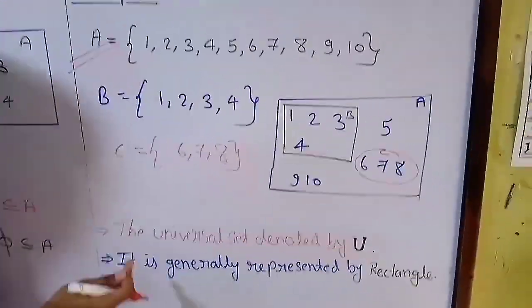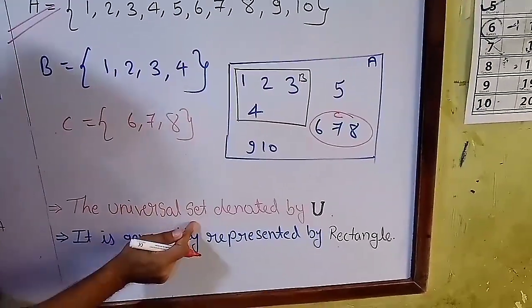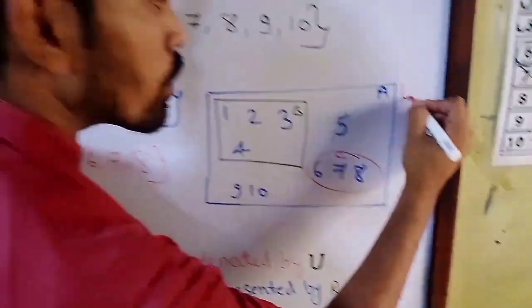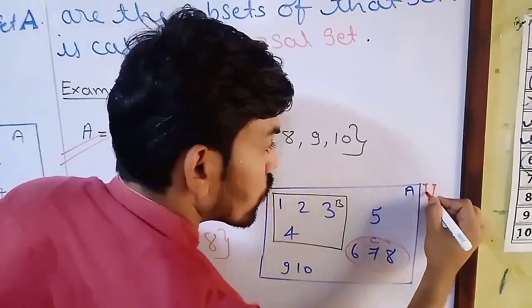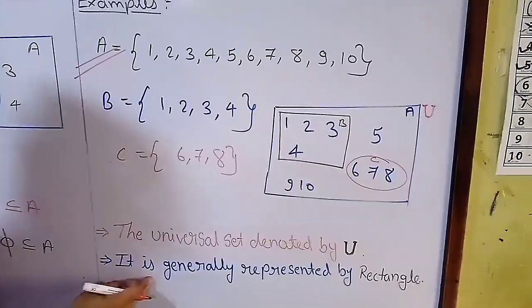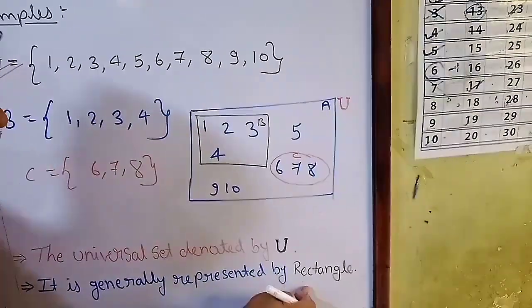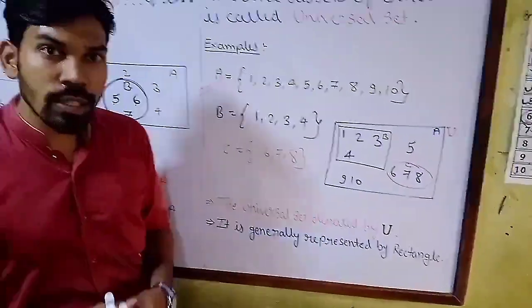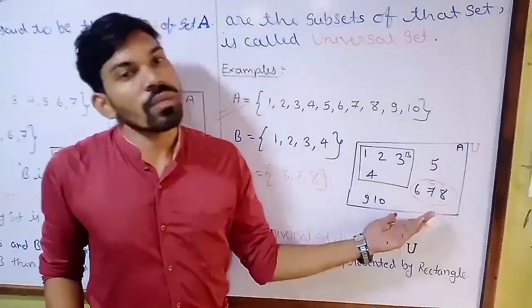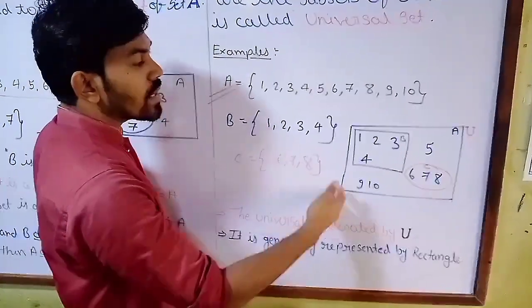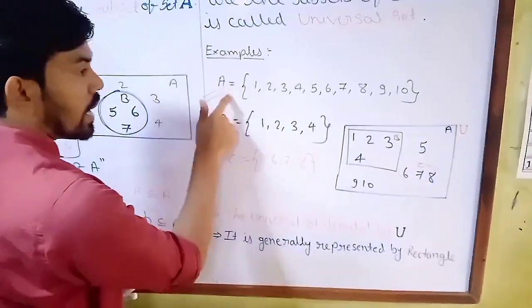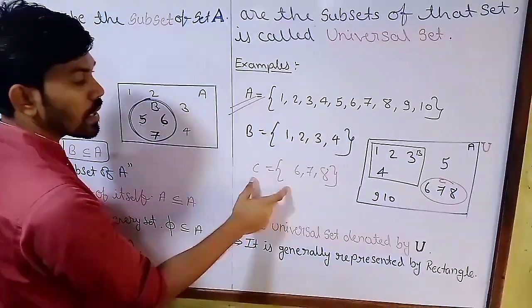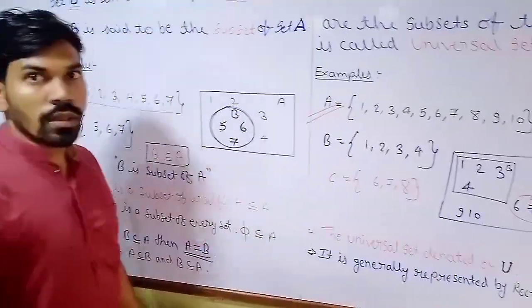Here we have two notes regarding universal sets. The universal set is denoted by U. The second one, it is generally represented by a rectangle, because the universal set includes the elements of the other sets. You can see in our example we are using a rectangle for set A, which is the universal set, a square for set B, and an oval for set C.